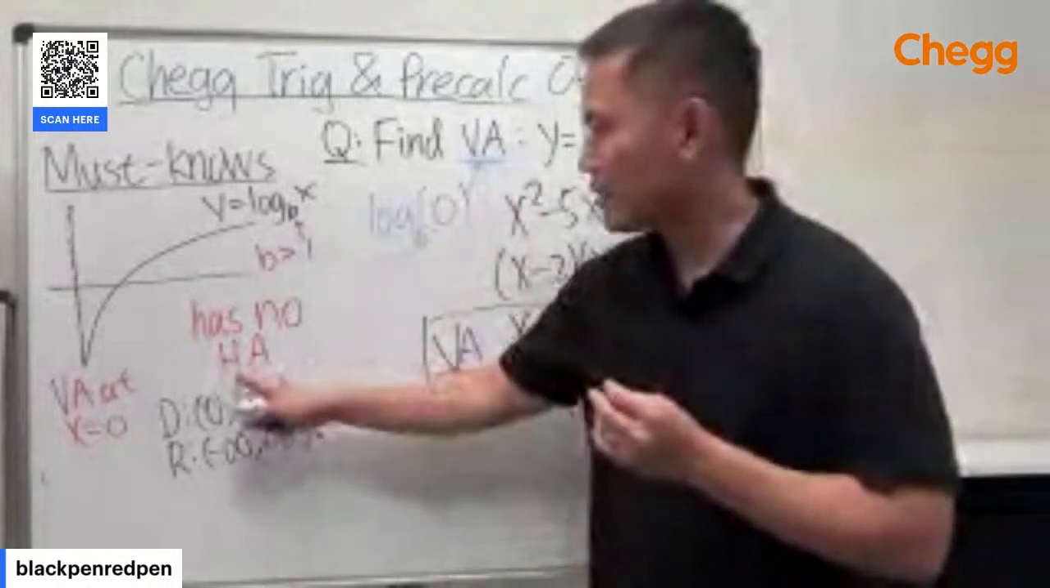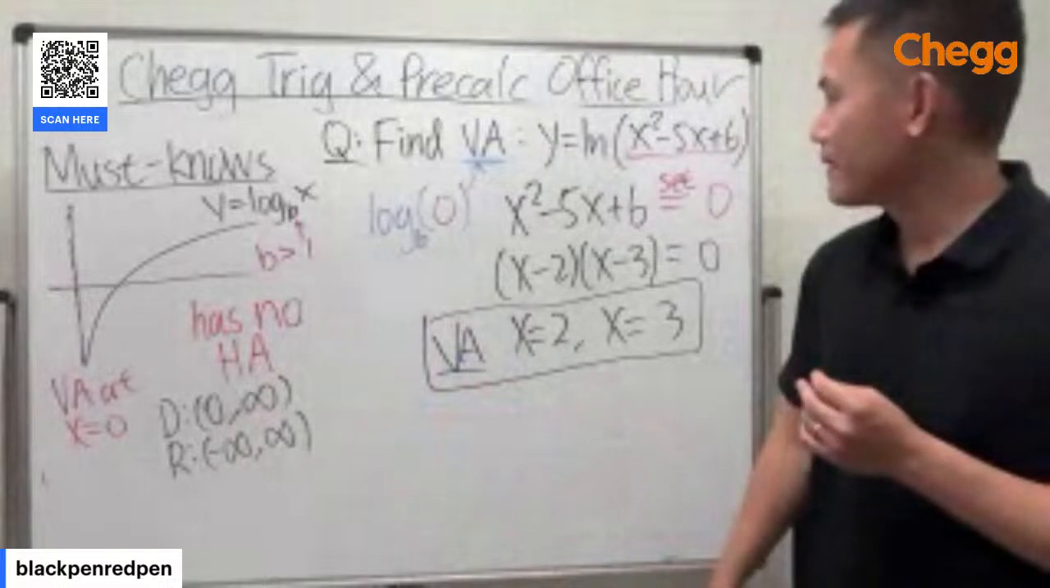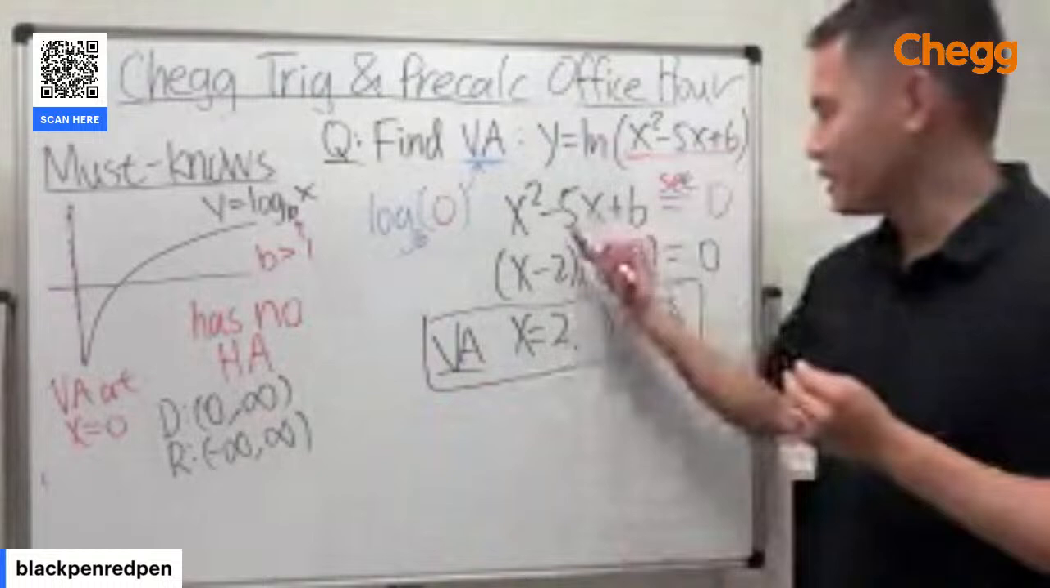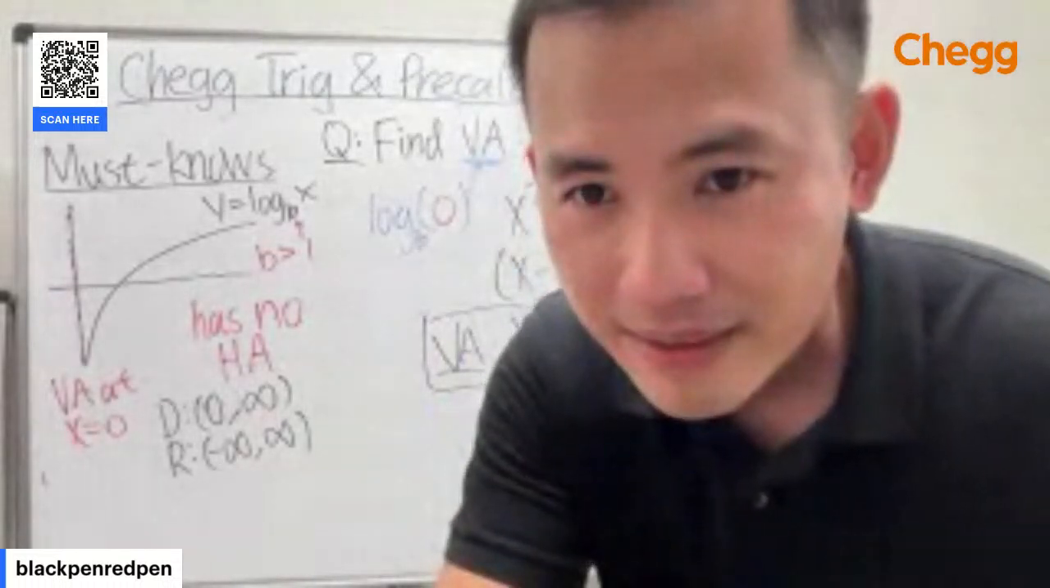For this one in particular, there's no horizontal asymptote. We can also talk about the range and the domain. Domain, we will have to solve the inequality, so maybe later. All right, let me see.